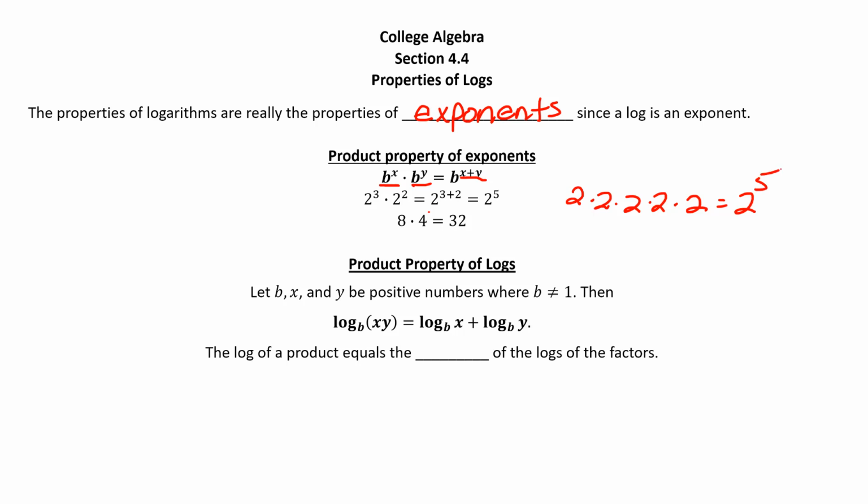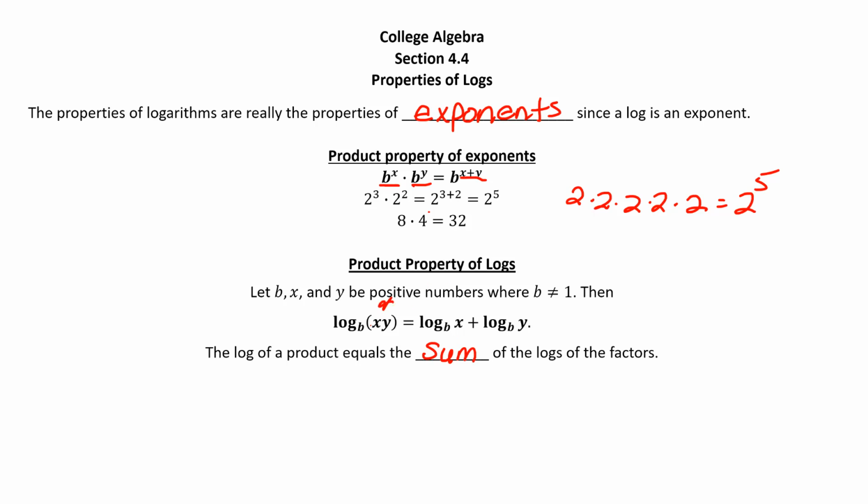It's not some rule that somebody made up. It's just how exponents work. And this is the same thing about logs. We're not going to go through the proofs of all these, but this is just how logs are. So let b, x, and y be positive numbers where b is not 1. Then the log base b of a product, x times y, is equal to the sum of the logs of the factors in that argument.